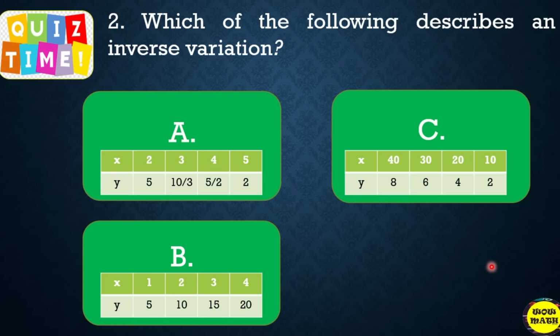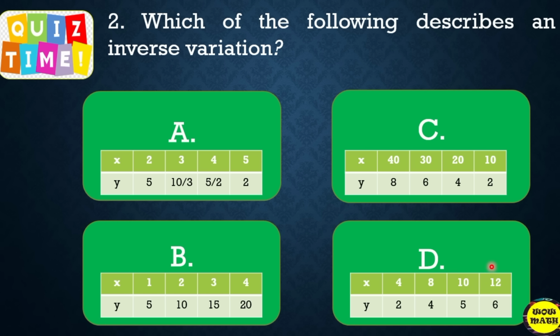Letter C, if x is 40, y is equal to 8. If x is 30, y is 6. If x is 20, y is 4. If x is 10, y is 2. And letter D, if your x is 4, y is 2. If x is 8, y is 4. If x is 10, y is 5. And if x is 12, y is 6. Alright, so the answer is letter A.